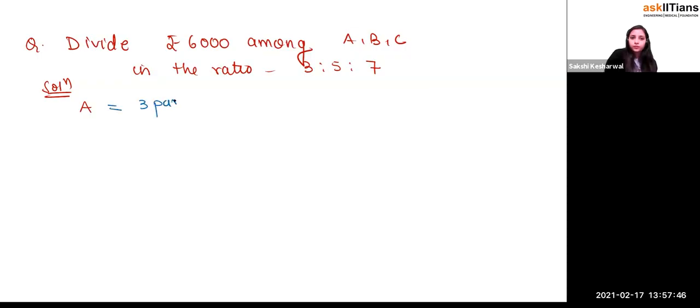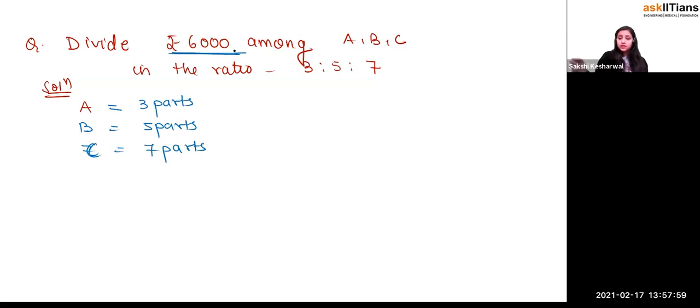3 parts? Yes or no? Right? B is going to get how many parts? That's 5 parts. Yes or no? And C is going to get how many parts? That is 7 parts, right? What is the total part? You're going to divide 6,000 among A, B, C. So the total part will be equals to how much, beta?